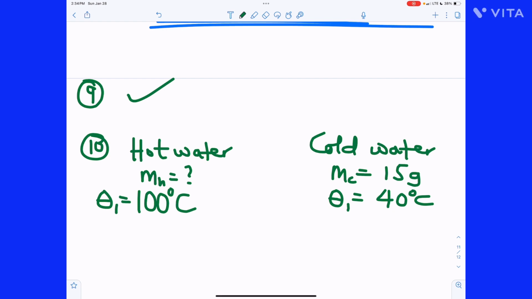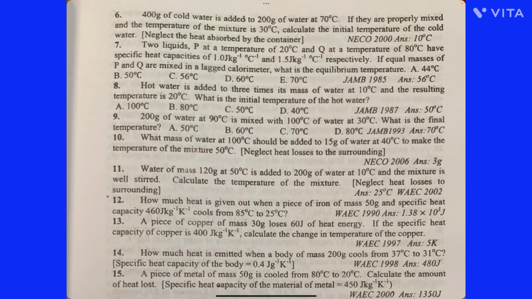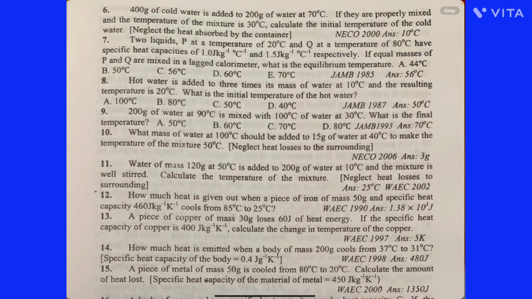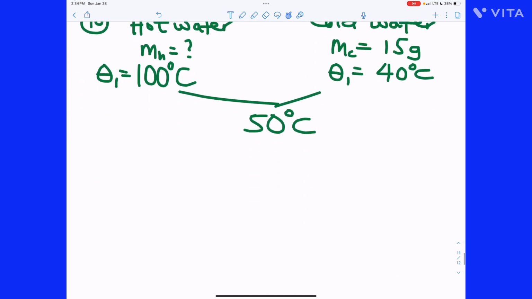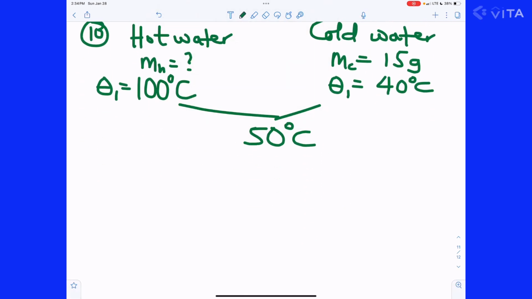To get a mixture that's at 50 degrees Celsius, I hope I got that right. Yes, to get a mixture of water that's at 50 degrees Celsius. So that's pretty simple too.